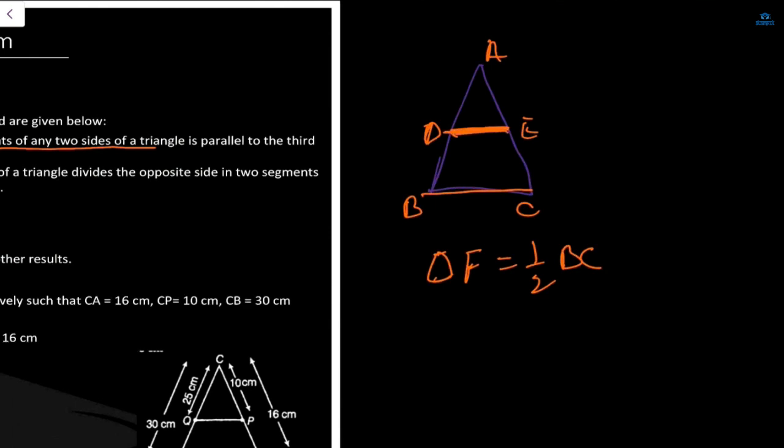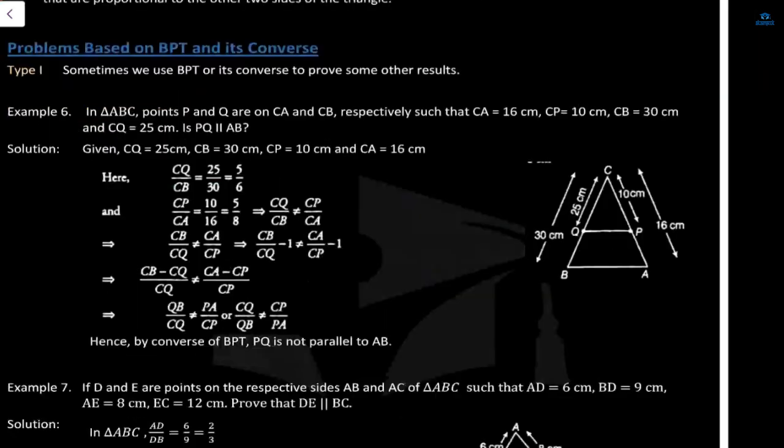समझ लो, जो मिड पॉइंट थ्योरम है ना, उसमें एक एक्स्ट्रा पॉइंट ऐड हो गया है कि D और E जो है वो मिड पॉइंट है. सो D और E अगर मिड पॉइंट होगा लाइन का तो फिर DE की वैल्यू भी हाफ हो जाएगी BC. Okay, now problem based on BPT and its converse.